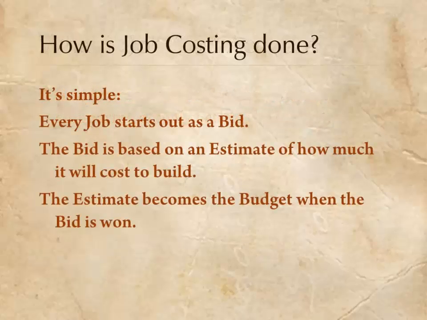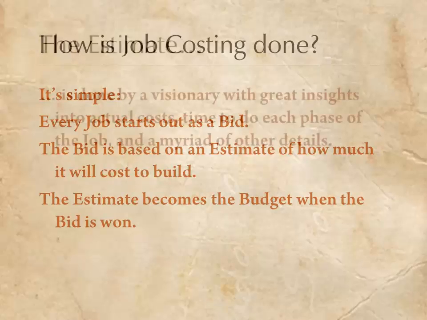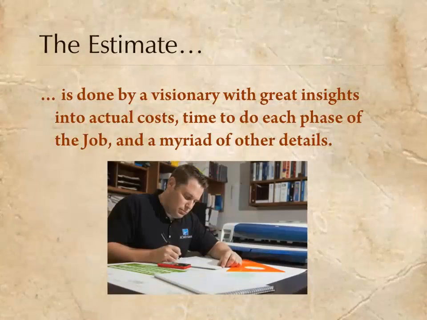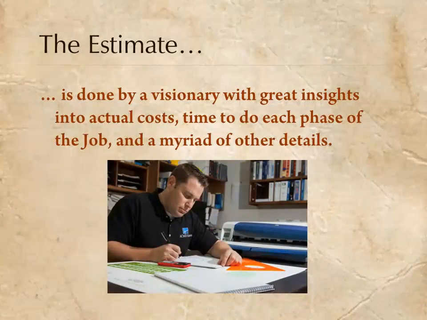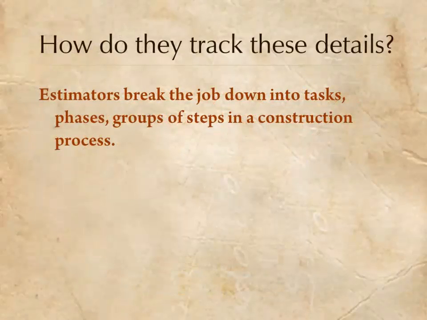Well, how is budgeting done? It's very simple. Every job starts out as a bid. The bid is based on an estimate of how much the job will cost to build. The estimate will become the budget when the bid is won. The estimate is created by a visionary person called an estimator. An estimator has great insights into actual costs, the time necessary to do each phase of the job, and a myriad of other details. How do estimators track all of these details?